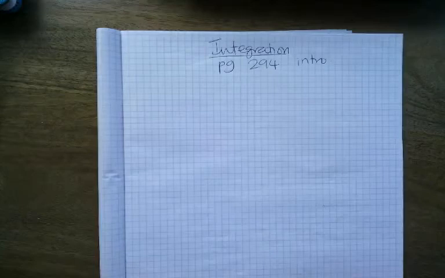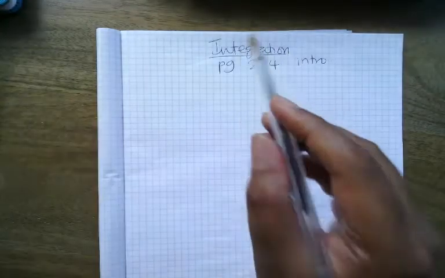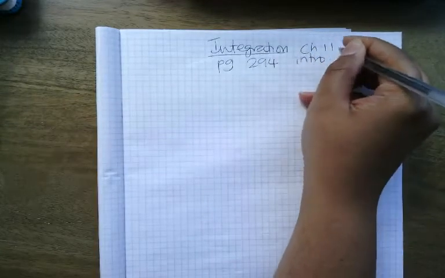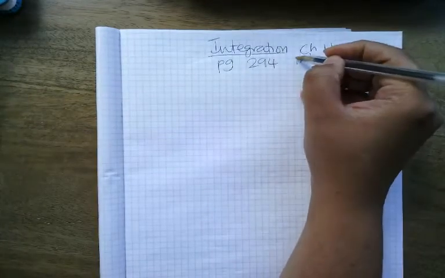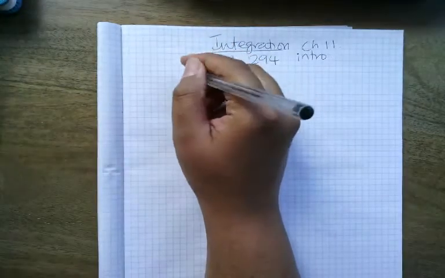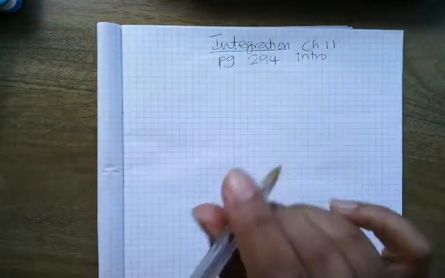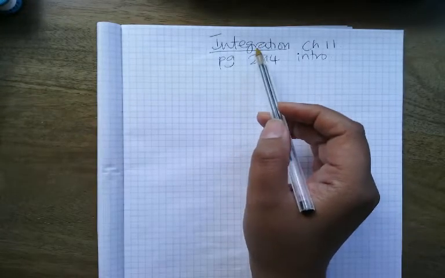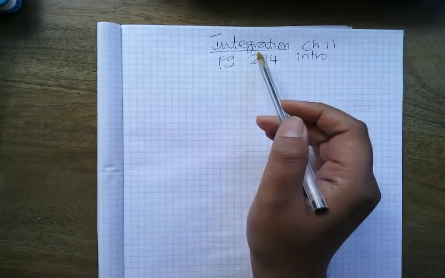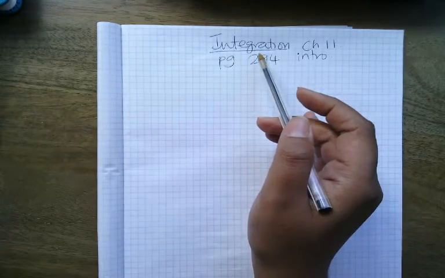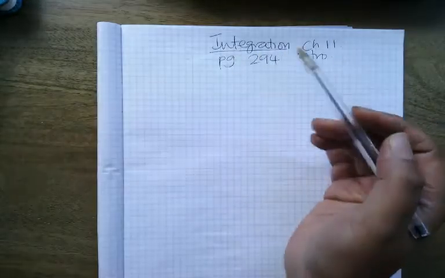Okay, hello year 12s. We're going to start integration, which is your chapter 11. And I thought I'd give you a little bit of an introduction before we do that. So just to recap, you have learned integration in your AS course in book 1, but you only looked at the very basics of integration. And you also learned that integration is just the reverse of differentiation.